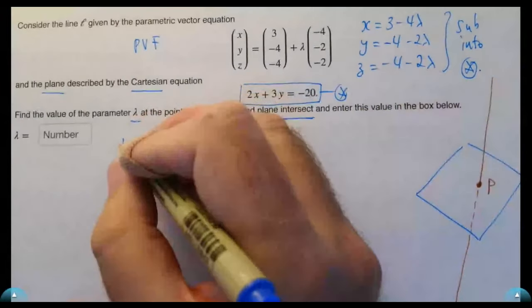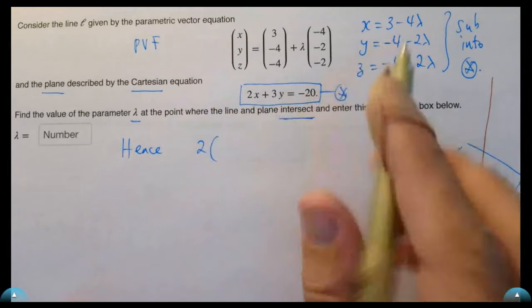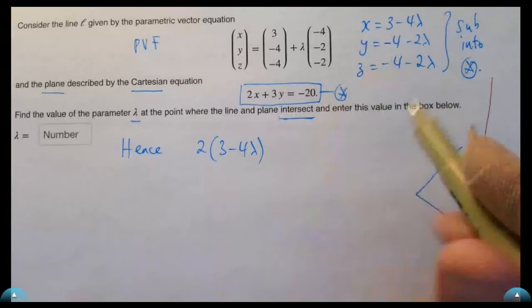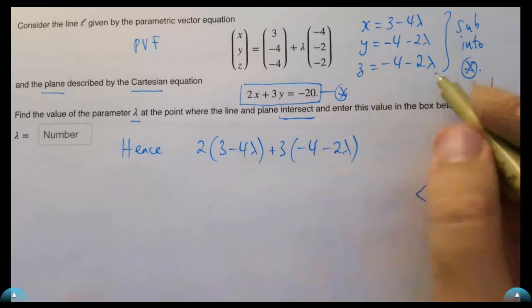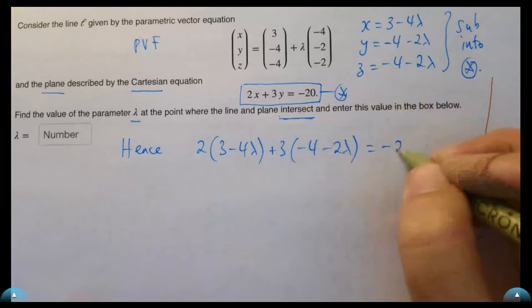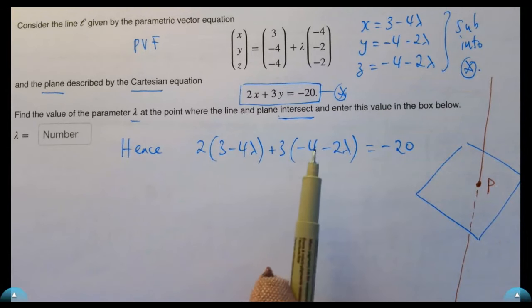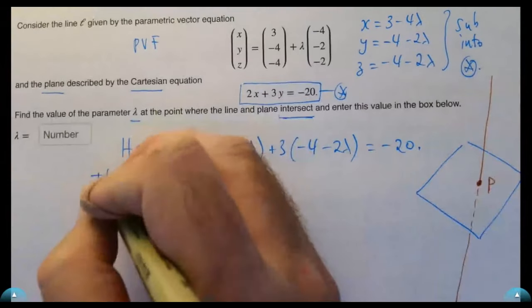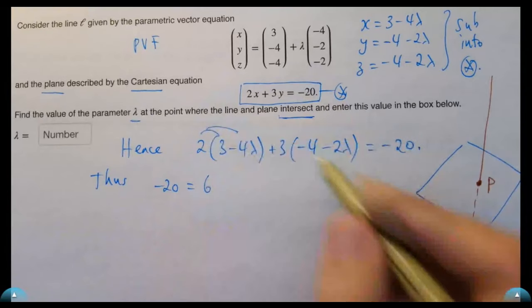So sub it into the equation. So it's 2 times x. Now x is 3 minus 4 lambda. Y is negative 4 minus 2 lambda. And z is this, but we don't have a z there. So what we would like to do is now expand and simplify and make lambda the subject. So lambda equals something. So let's simplify that, and we can expand each of these parts.